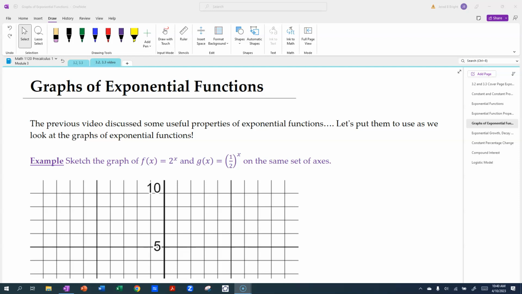In the last video, we looked at properties of exponential functions. Now we're going to see them in action as we look at graphs of exponential functions. All right, so here we go. We're going to just sketch the graph of 2 to the x, and then also 1/2 to the x.